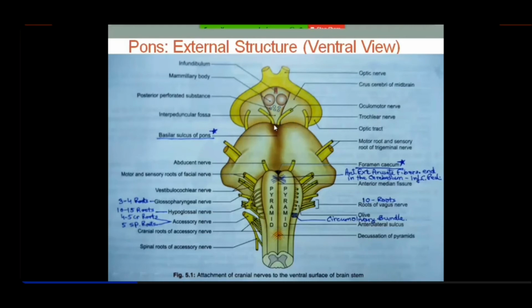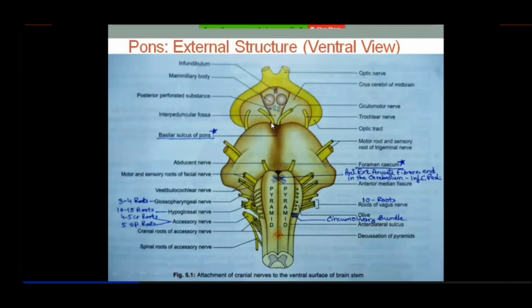Superiorly, you can see it reaches to join these crus cerebri, right? These are the ventral portion of the cerebral peduncles. And at the same junction with the crus cerebri, you will also find the third and fourth cranial nerves emerging.